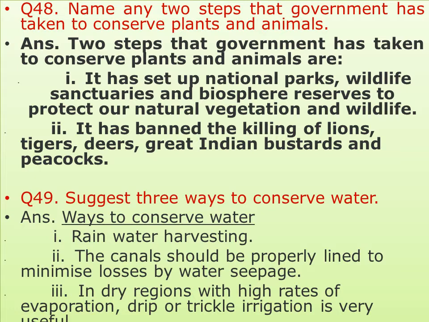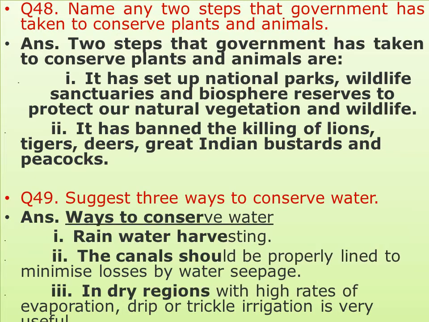Question number 49. Suggest three ways to conserve water. Answer. The ways to conserve water: 1. Rainwater harvesting. 2. Canals should be properly lined to minimize losses of water through seepage. 3. In dry regions with high rates of evaporation, drip or trickle irrigation is very useful.